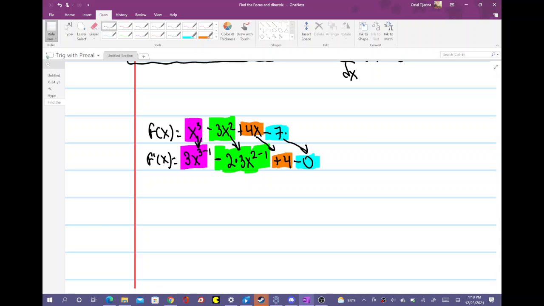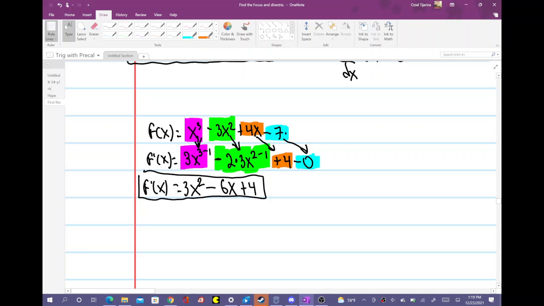Okay, I'm taking the derivative of everything, so this will give me 3x to the second power, minus 2 times 3, so that's 6x, because it's 2 minus 1, and then plus 4. So this is my derivative, f prime of x equals 3x squared minus 6x plus 4. And that is my derivative there, okay? So that is the power rule, okay guys?